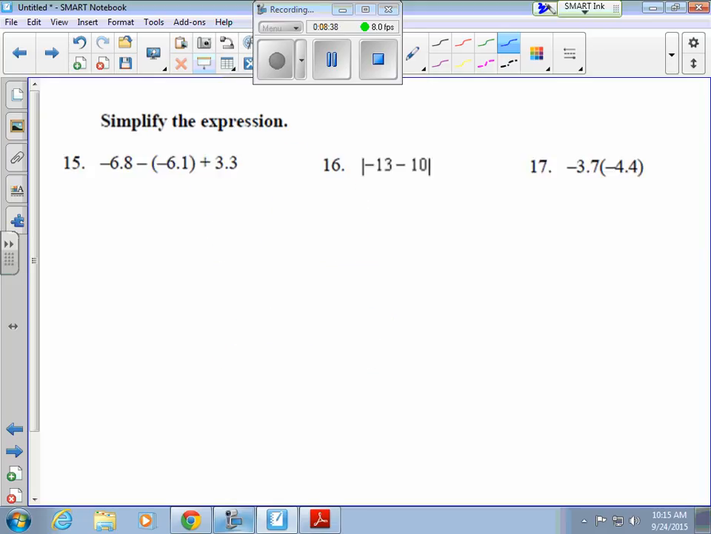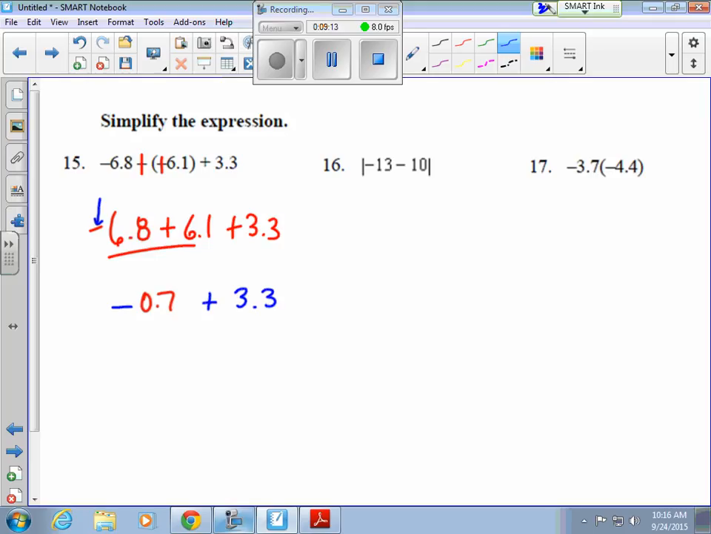It says simplify the expressions. Negative 6.8 minus a negative 6.1 plus 3.3. Remember, anytime you have minus a negative, you can make it say plus a positive. So negative 6.8 plus 6.1 plus 3.3. Opposite signs for these first two. So subtract them. 6.8 minus 6.1 is 0.7. This one is the higher absolute value, and it's negative. So it's negative 0.7 plus the rest of it, 3.3.